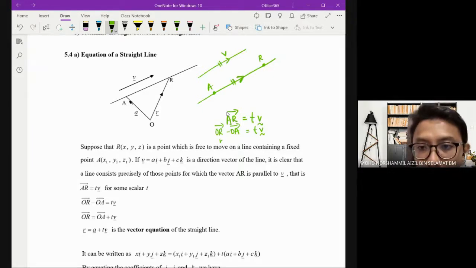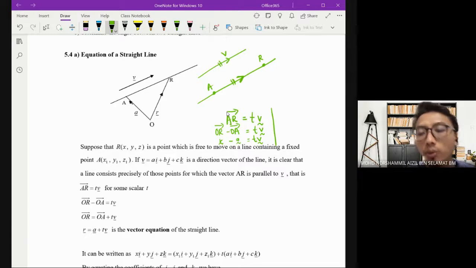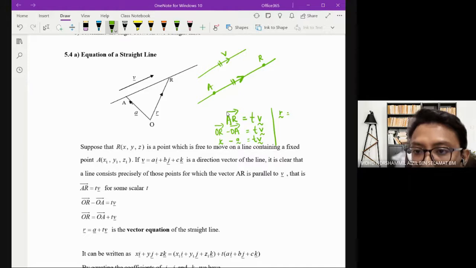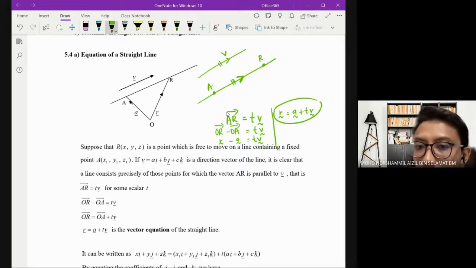So we can start by using this one to produce the straight line equation. So AR equals to TV, and we knew already that AR is OR minus OA. Dia sentiasa yang belakang tolak yang depan. Okay. OR minus OA will be TV. OR is vector r guys. OA is vector A guys. So equals to TV. So what we get next is r will be equals to A plus TV. So this is the equation of vector.